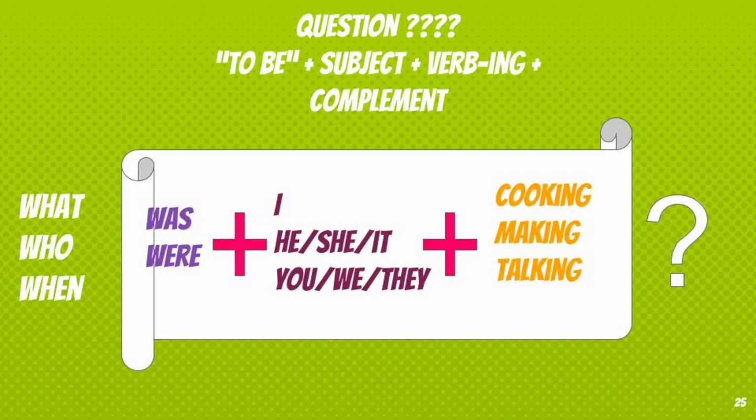So the question form of the past continuous, past progressive tense. You can start with a WH question word, what, who, when, followed by the verb to be, again, conjugated in the past, your subject, the second verb ending in ing, and the rest of your sentence, question mark.